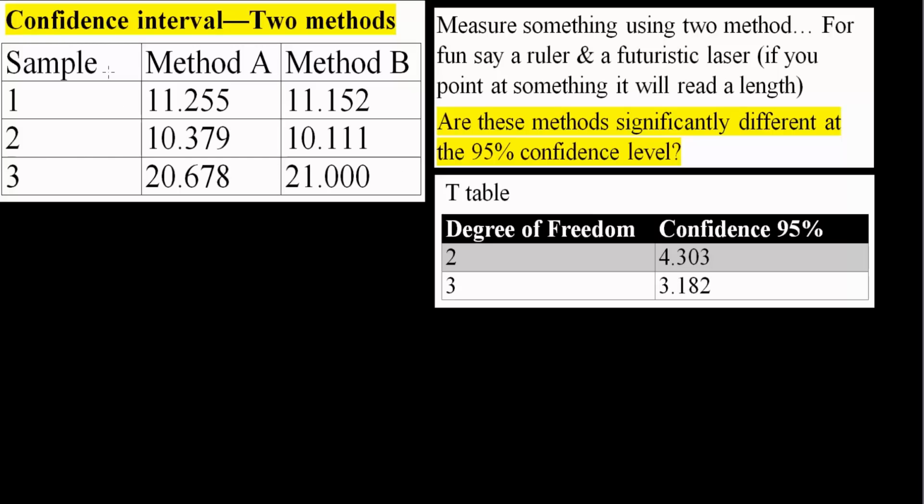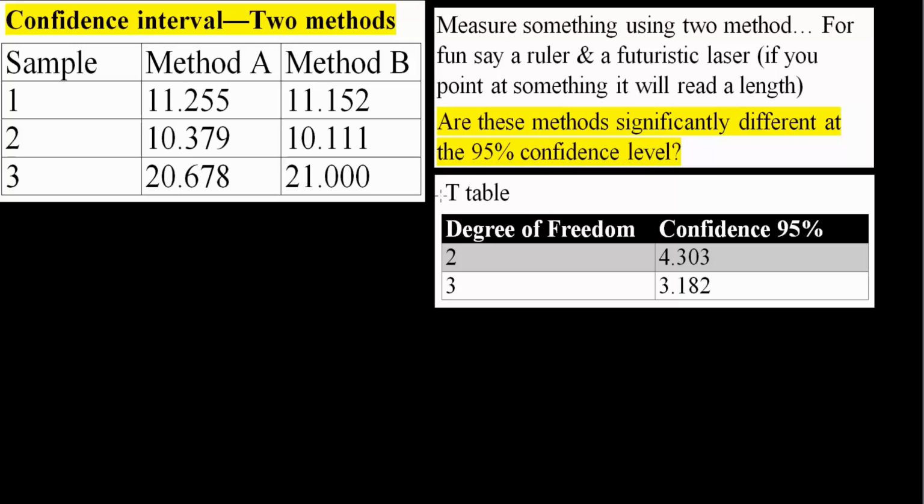In this video, we will solve this confidence interval problem right here. And so we had 3 samples, and we used 2 different methods to record these 3 samples. Method A, we could say that we use a ruler, and method B, we could say that we use a futuristic laser. And so it's measuring the same thing. So sample 1 with method A gave us this number, and method B gave us this number. Likewise, sample 2 using method A gave us this number, and method B gave us this number. Likewise for 3. And so we want to know if these methods produce numbers that are significantly different at the 95% confidence level. And so let's get started.